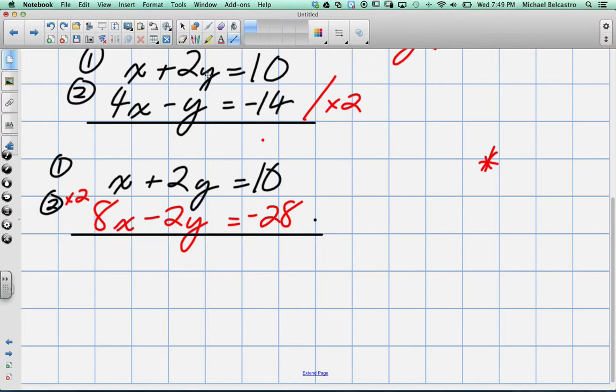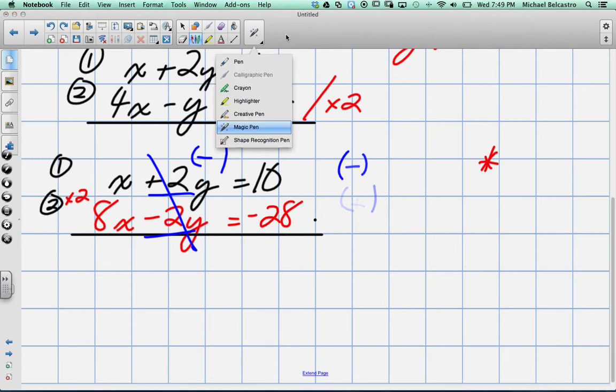The next thing we have to decide is which operation we're going to use to eliminate that variable. We have our y's here, and they now have the same coefficient, which is great. What operation would cause positive 2y to eliminate negative 2y? Division? No, we're only going to deal with two types of operations, addition or subtraction. So would I add these together to eliminate them, or subtract them from each other? Subtract.